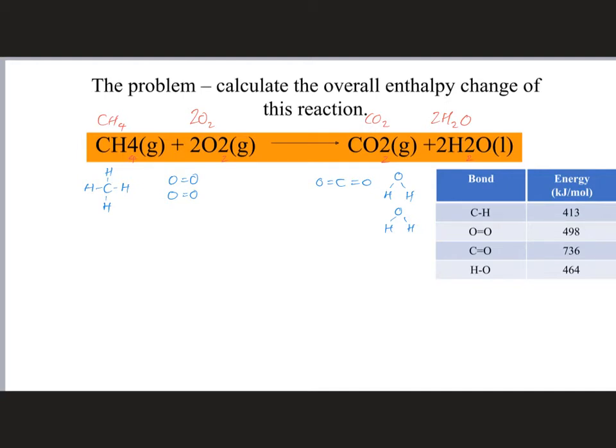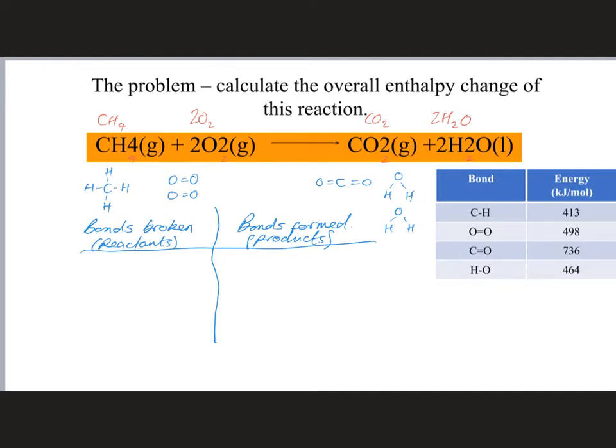On the left-hand side, and you do this in your exam, actually go to the trouble of drawing a little table. So on the left-hand side, bonds broken. In other words, the reactants. And on the right-hand side of the table, bonds formed. Okay, or in other words, the products. And just draw that line down the middle there.